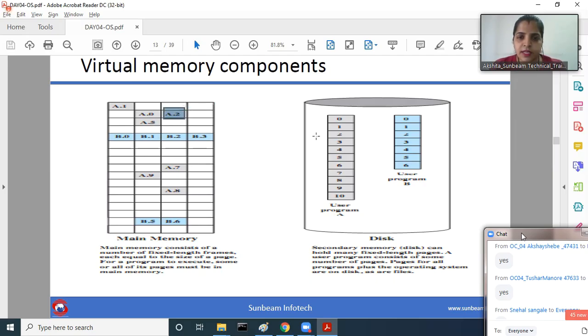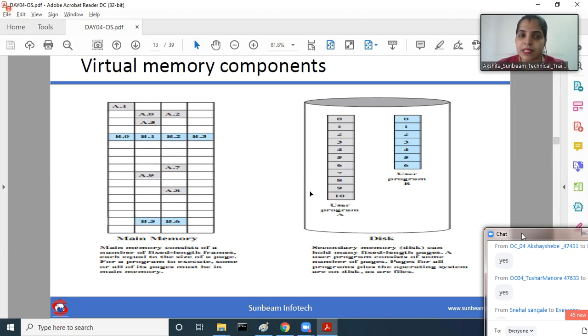Can you see, A3 and A4 are not loaded into main memory. A5 is over here. A6 is not there. A7, A8 and A9 are there. Similarly, B0, B1, B2, B3 are there. B4 is not there. B5 and B6 are there. What does it mean? It means that for the current execution of user program A, page number 4 and page number 5, or page number 4 and page number, let us say 6, are not in use.